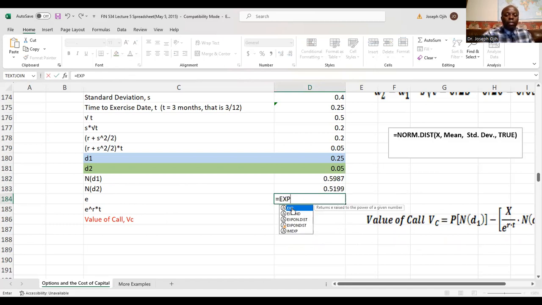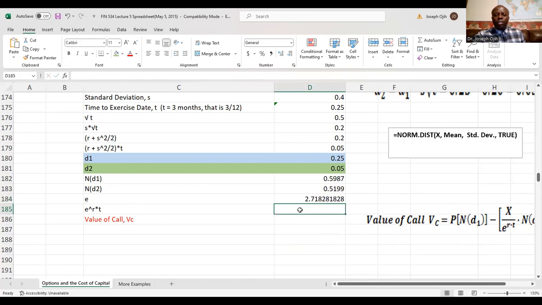It pops out, double click, and put 1 there. Close the parenthesis. Press enter key, it gives you the exponential. Now, next is to find E to the power R times T.